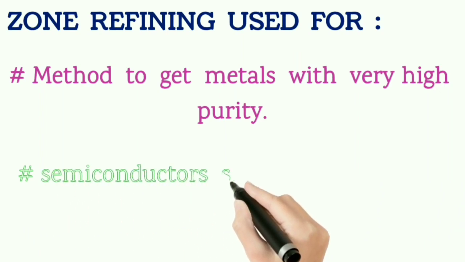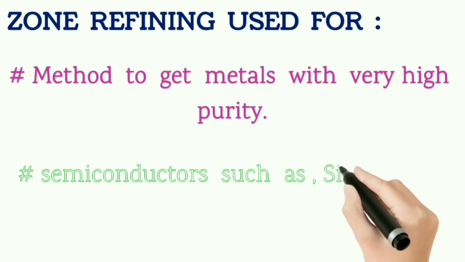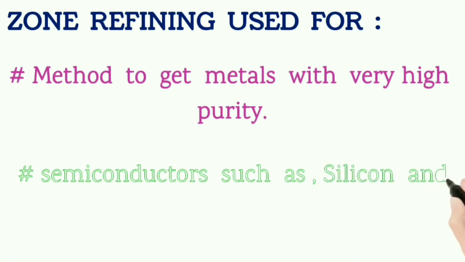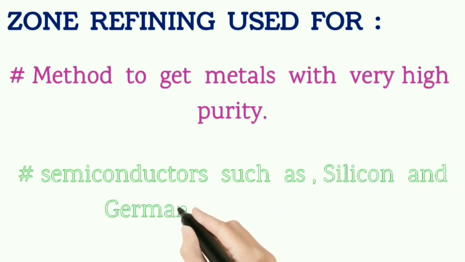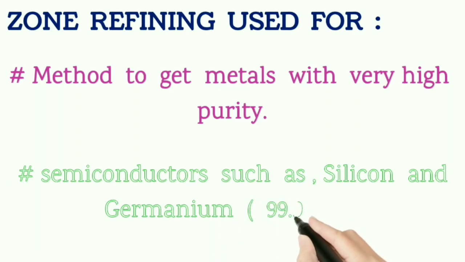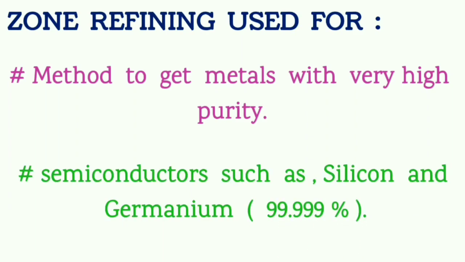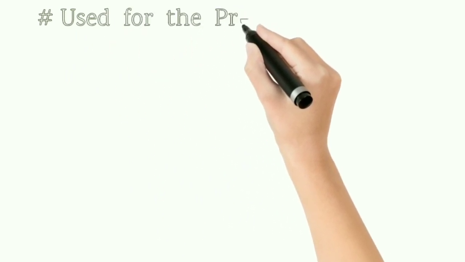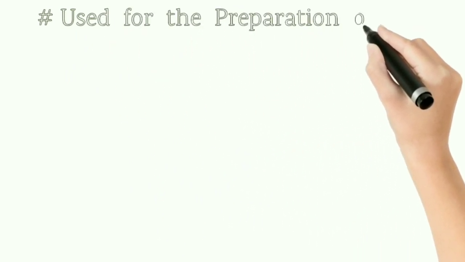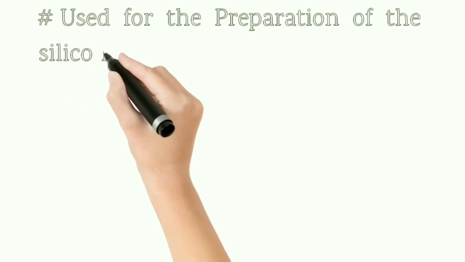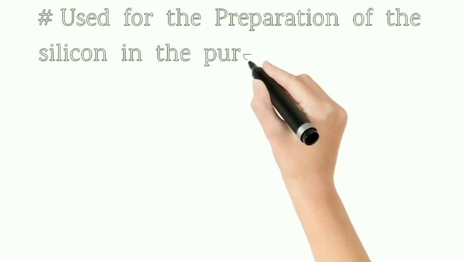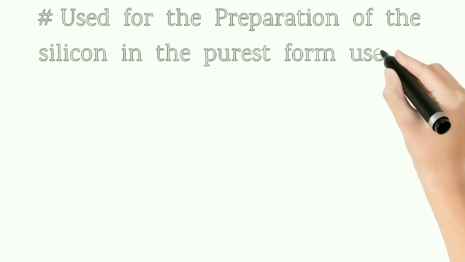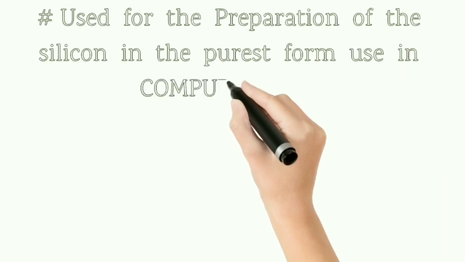We mostly use this zone refining process for semiconductors. Everyone knows the semiconductors, silicon and germanium. So how much purity will you get if it undergoes zone refining? 99.999%. Now what are the other uses? It is used for the preparation of silicon of much higher purity.